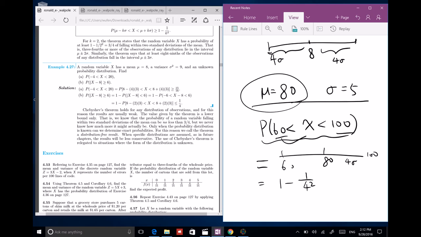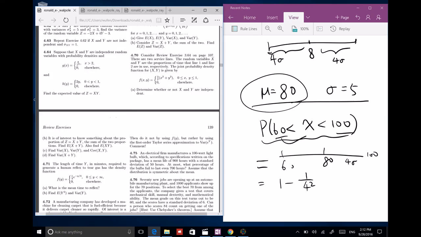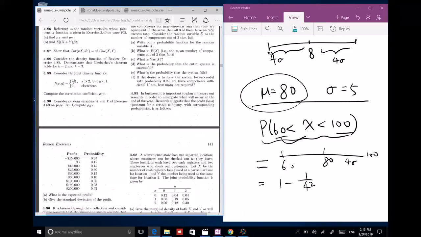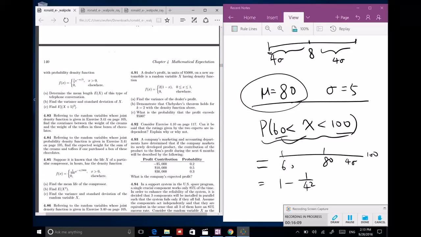It is actually an approximate probability. It does not give you the exact probability, but it gives you a quick estimation. In the next video, we're going to look at the homework together.